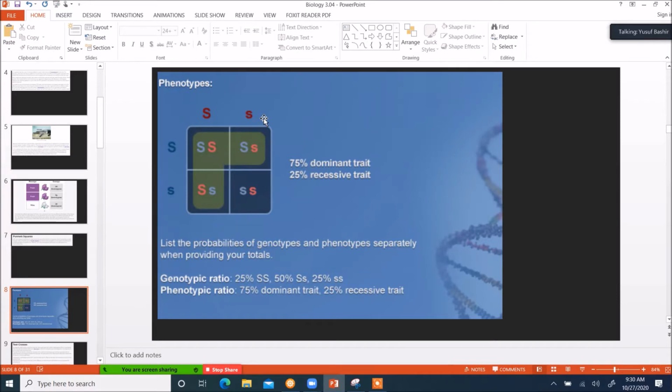Like the one parent gives a dominant trait, the other parent gives a recessive trait, is what you're saying? No, you see, each parent has one dominant, one recessive, right? Each parent is heterozygous, right? Yes, each parent has one of each.